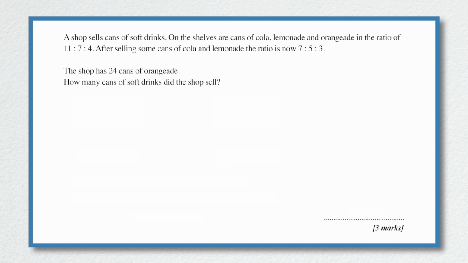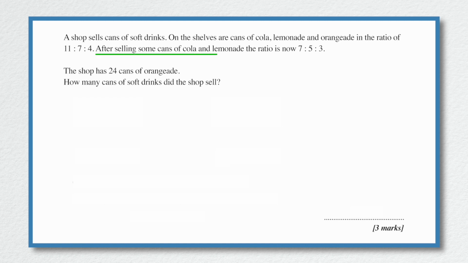A shop sells cans of soft drink. On the shelves are cans of cola, lemonade and orangeade in a ratio of 11 to 7 to 4. After selling some cans of cola and lemonade, the ratio is now 7 to 5 to 3. The shop has 24 cans of orangeade. How many cans of soft drink did the shop sell?